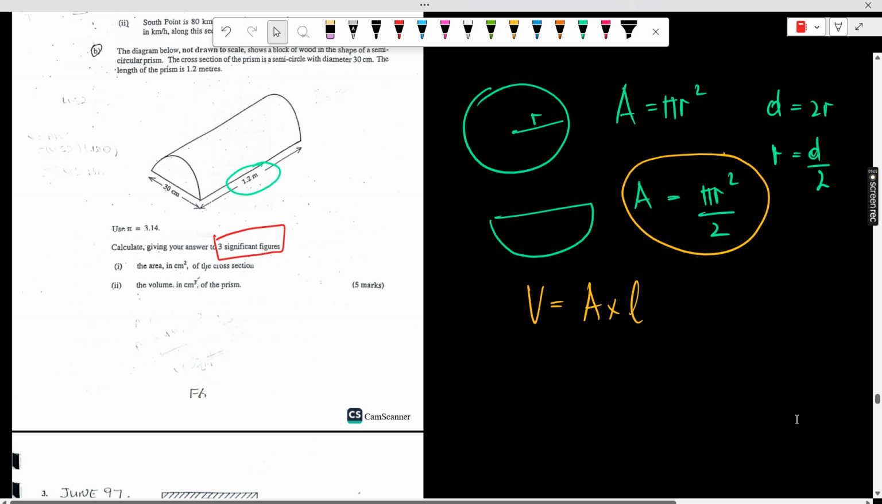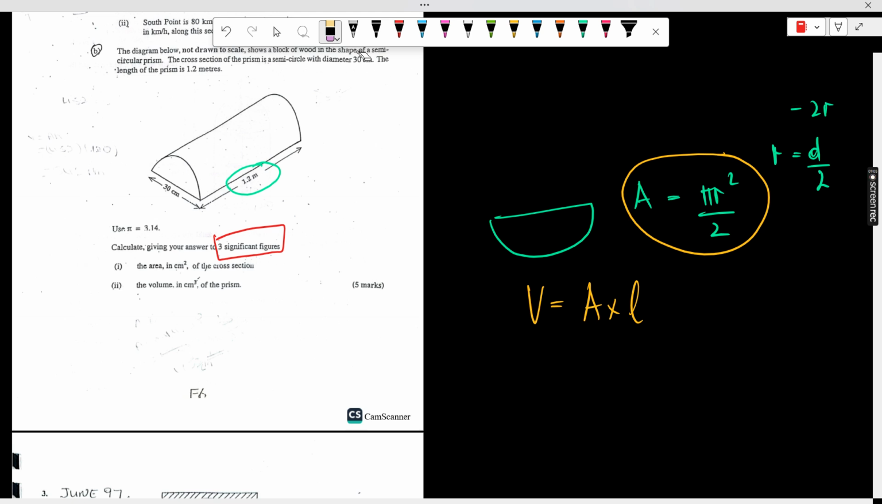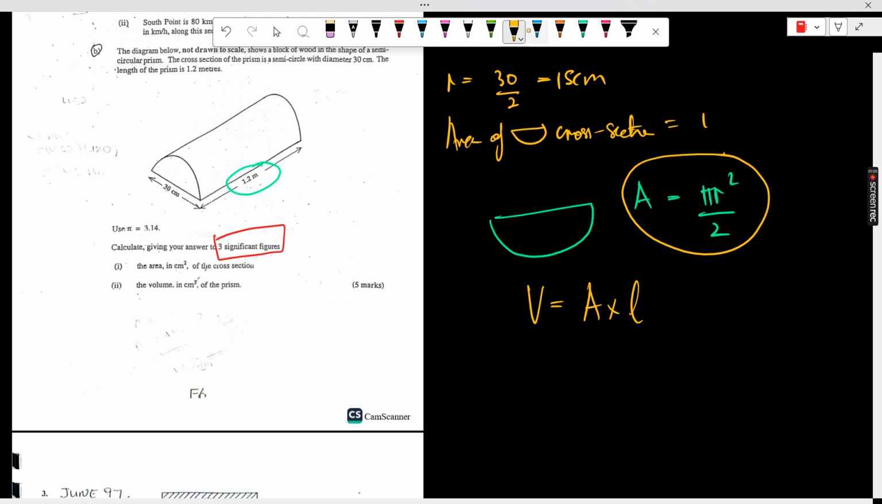Finish here. All right, so this one, we know the formulas that we're supposed to be using, right? For the semicircle. First of all, we know that the radius r is equal to diameter divided by 2. So this is 30 divided by 2, which is equal to 15 centimeters. And the area of the semicircular cross section is equal to pi r squared divided by 2.